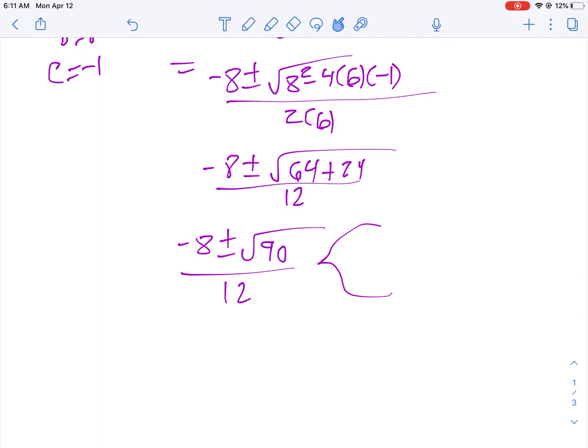Except I just noticed I can't add, can I? That's not 90. That's 88. 4 plus 4 is 8. So negative 8 plus the square root of 88 divided by 12.